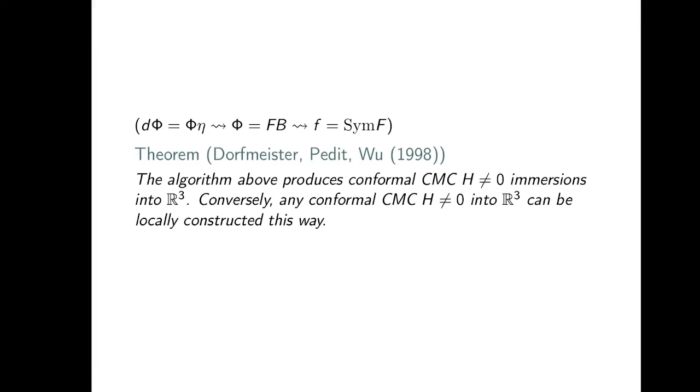And similarly to the Weierstrass representation, the converse is also true. Any conformal constant mean curvature surface into R3 can be locally constructed this way. The DPW method is a bit more complicated than the Weierstrass representation, but what you have to remember is that it is the same style. Starting from holomorphic data eta, you solve an ODE and apply some formulas to get a CMC immersion. Let's have a look at the simplest non-trivial example.